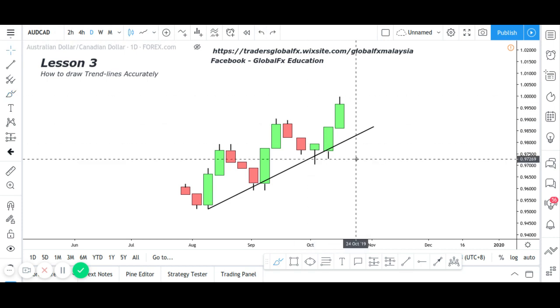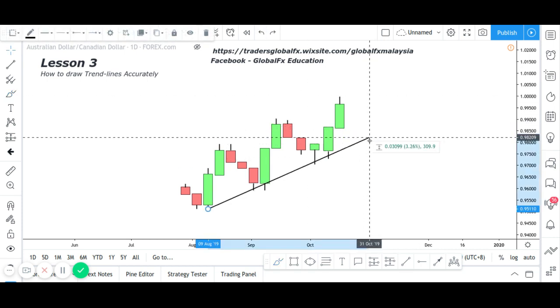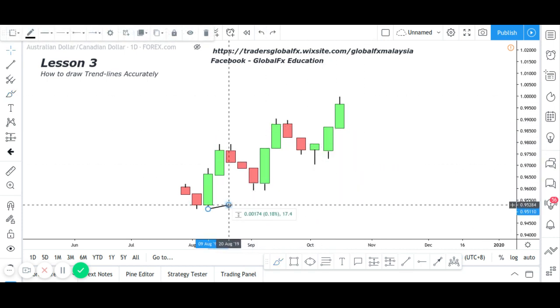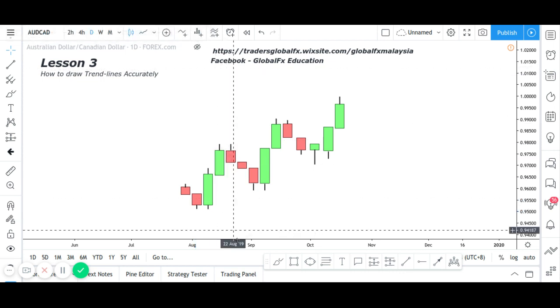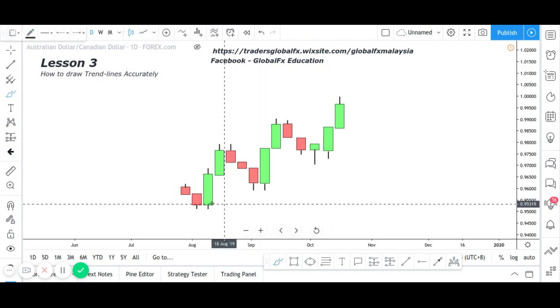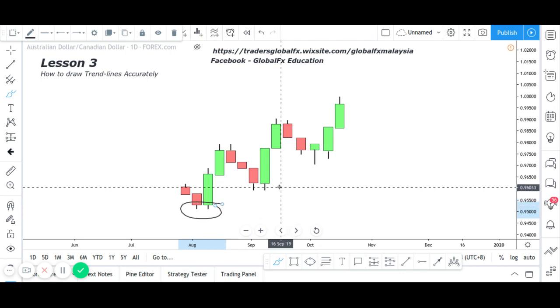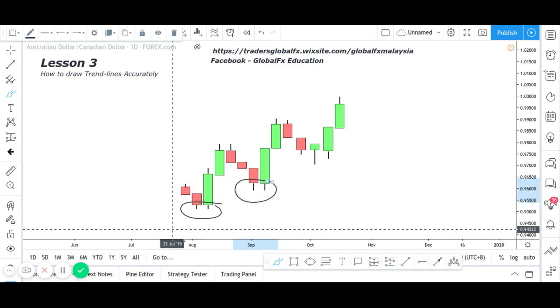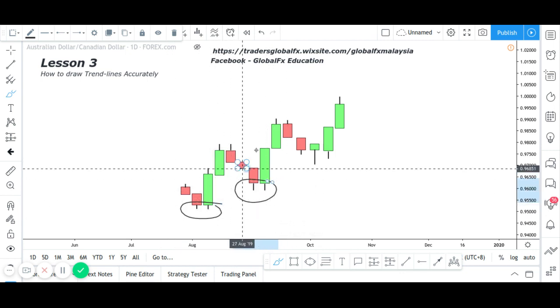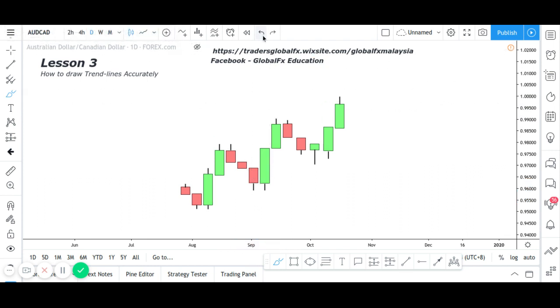So basically, when you draw your trend lines, you need to go from the lowest low, like I said to you guys before, and look for the next lowest high. Then you can start to draw your dynamic support.